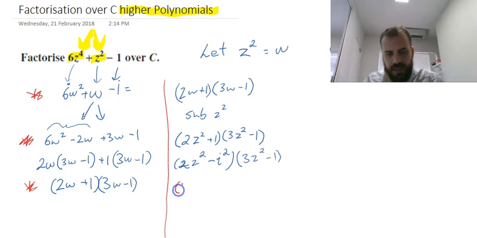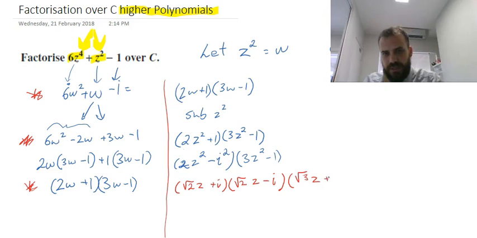That's going to be (√2 z + i)(√2 z - i), and this is going to be (√3 z + 1)(√3 z - 1). Alright, there's our factorisation. Quite a bit of work to do here.